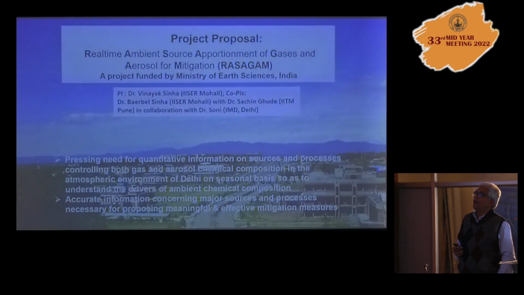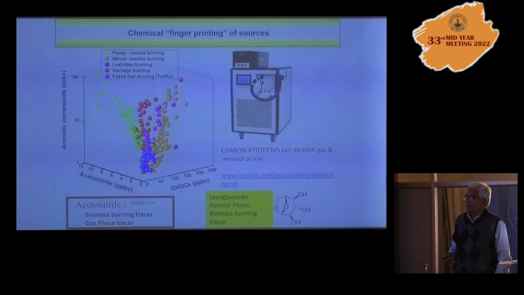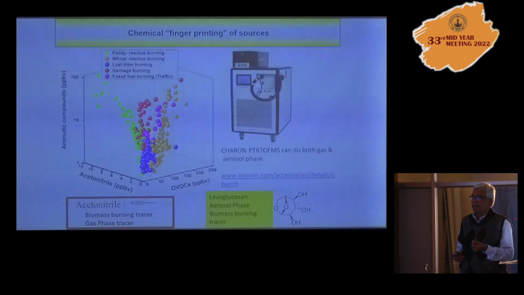So we have given a big project by the Ministry of Earth Sciences. It's called Real-time Ambient Source Apportionment of Gases and Aerosol for Mitigation, SAGAM. It will be done by IISER Mohali with help from IIT Pune as well as IMD Delhi, and they will be buying a huge instrument. The total cost of this project is almost 6 crore or so. The ultimate aim is to understand the chemical fingerprinting of all the sources which are present in the atmosphere.